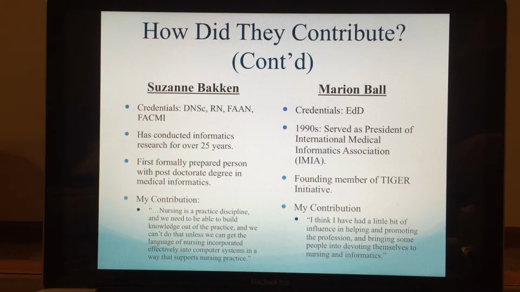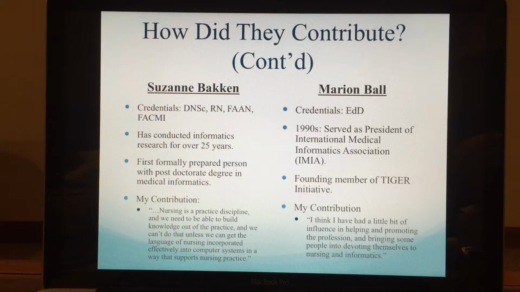Susan Bakken, she has a Doctor of Nursing Science degree and belongs to the FAAN and FACMI. She has conducted federally funded clinical informatics research for more than 25 years. Although previously there were nursing pioneers and individuals who helped develop clinical terminology, Suzanne was technically the first person that had the formal preparation through a postdoctorate degree in medical informatics. She was able to obtain knowledge representation issues and what it meant to move from having lists of terms to representing concepts in a formal way that allowed computers to do automated processing.